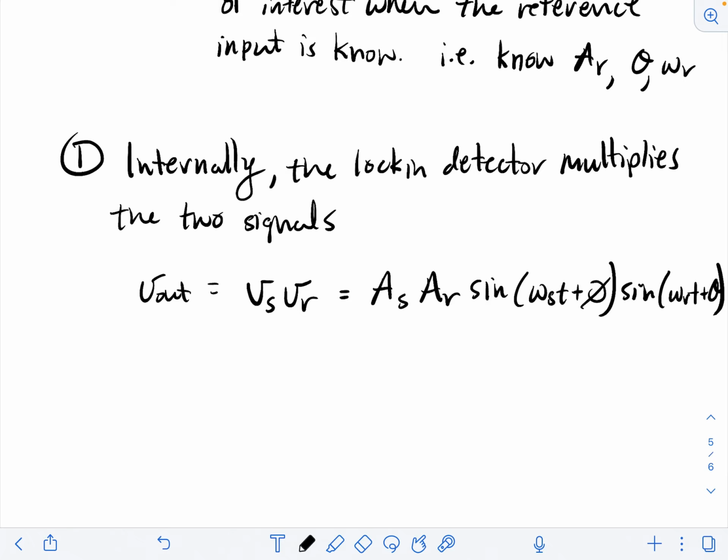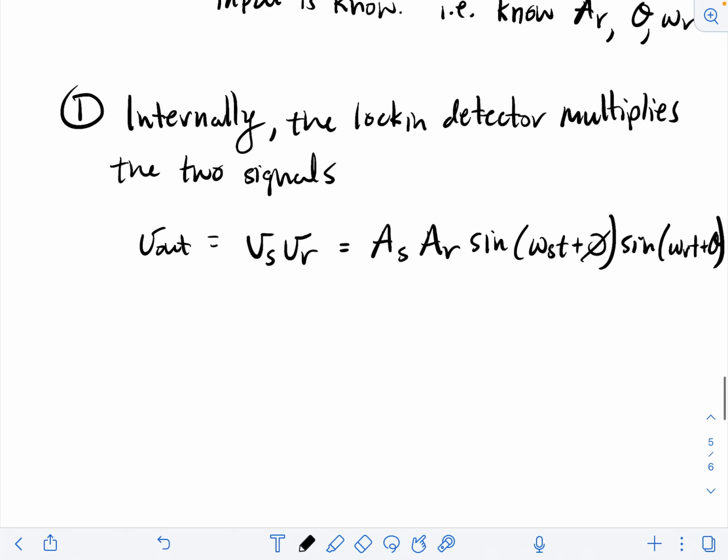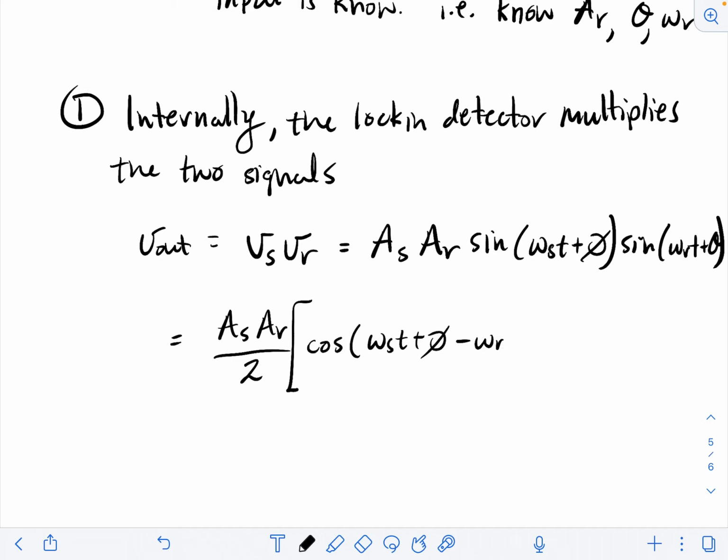So via some trig identities, you could confirm that we could rewrite this as the product of the amplitudes divided by 2 times cos. So it's going to be omega s t plus phi, that's the signal part, minus omega r t minus theta, that's the reference part, and then it's minus cos omega s t plus phi, and then it's going to be plus omega r t plus theta.